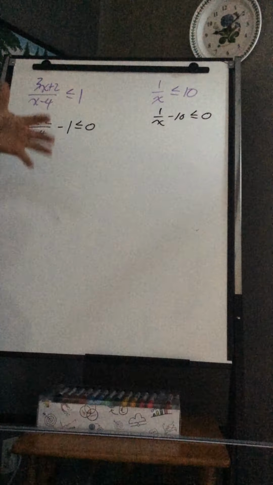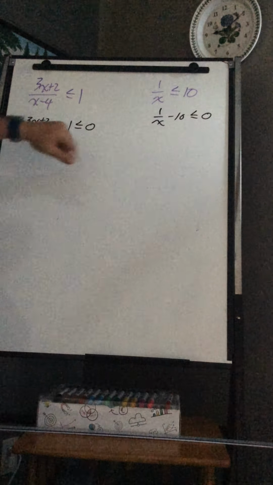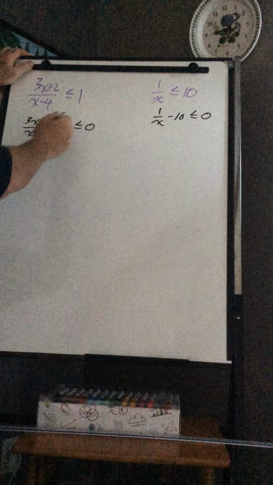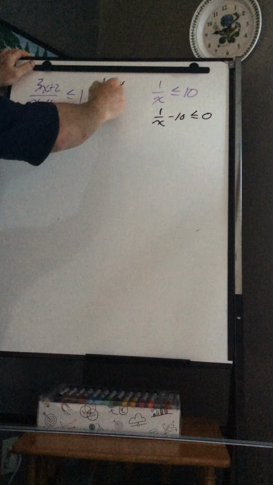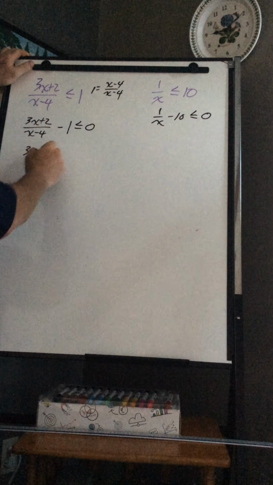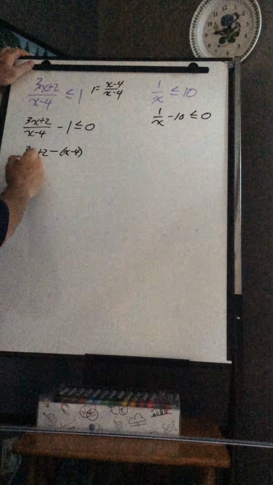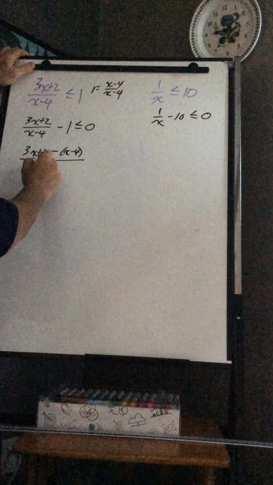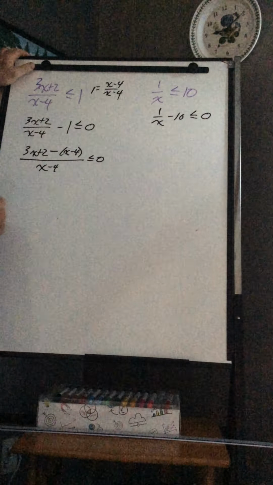The smart thing we're going to do now, because it's fractions, is find a common denominator for this, and the same with the other one. The common denominator is going to be x - 4. So 1 is equal to (x - 4)/(x - 4). So I have 3x + 2 - (x - 4). It's really important to pay attention to this minus sign because it's going to change things around. All over x - 4 is less than or equal to 0.